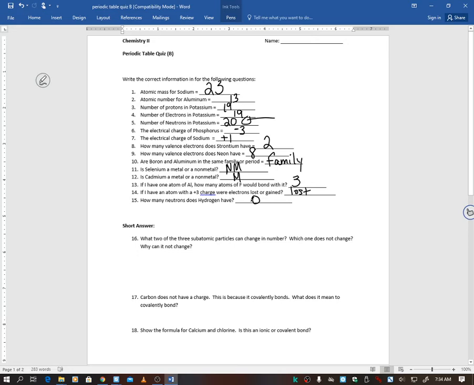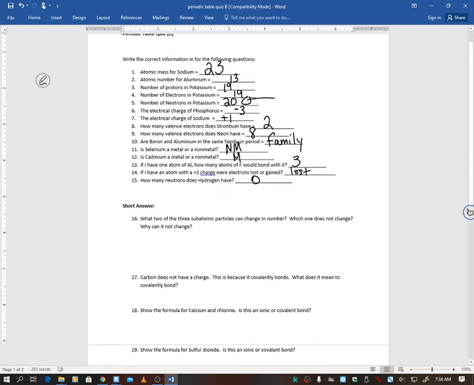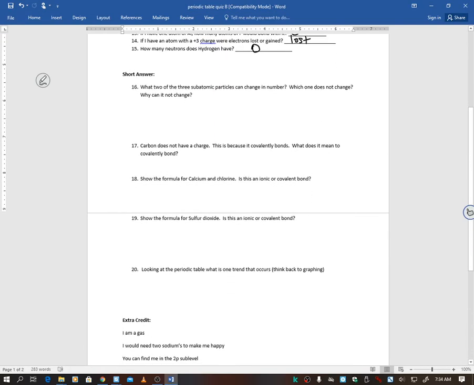All right, let's look at the short answer. What 2 of the 3 subatomic particles can change in number? A lot of times, as soon as students see subatomic particles, they're like, I have no idea what you're talking about. But then yesterday, I was like, guys, 3 things. What 3 things do we talk about? So they were like, okay, well, proton, electron, and neutron. And then I was like, we know one of these change because we talk about it changing all the time, and that's our electrons.